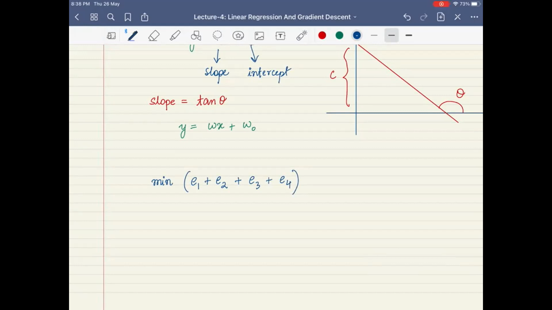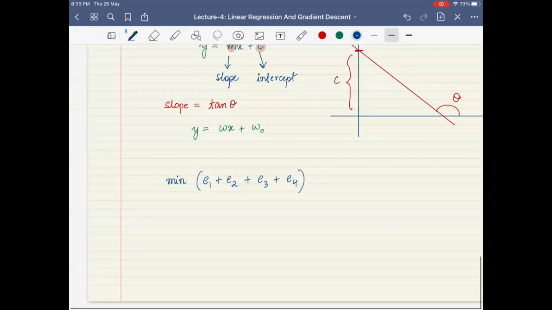But there is a very critical problem here. Does anybody see a problem?